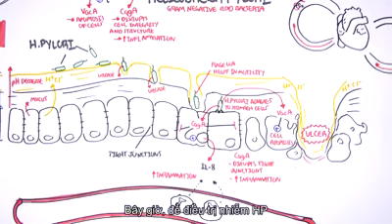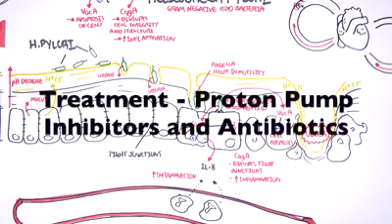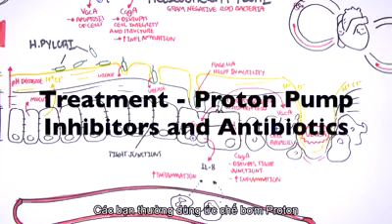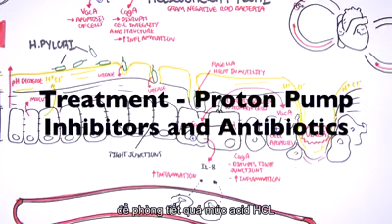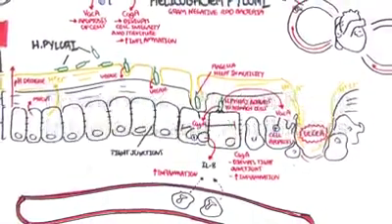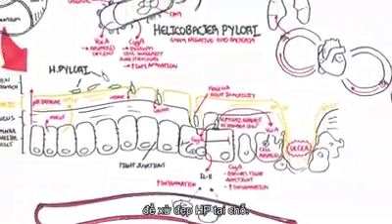Now, to treat H. pylori infections, you usually use proton pump inhibitors to prevent hypersecretion of hydrochloric acid, and you also use antibiotics to target the Helicobacter pylori.